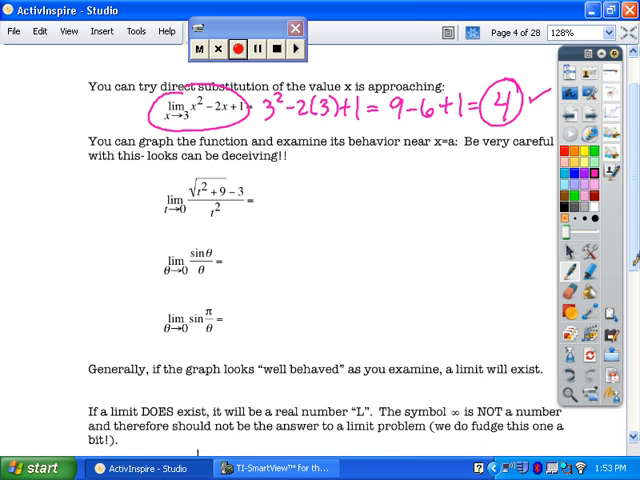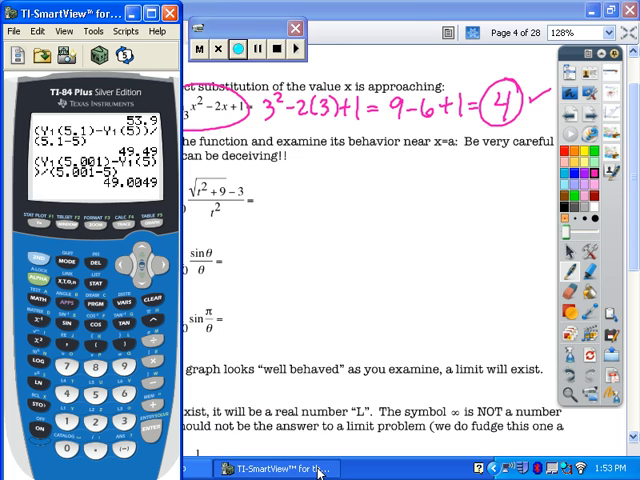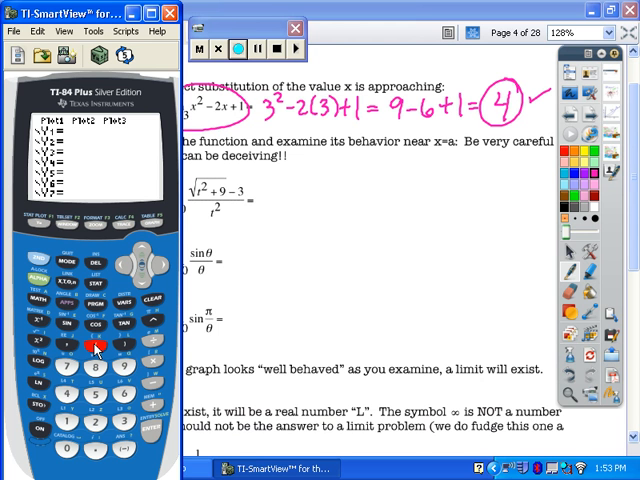The next example, could I use direct substitution in this one? No, because I got a 0 in the bottom. This might be a good opportunity for us to look at the calculator. We take out the graphing calculator. We put the function into our y equals. So in parentheses, we put in square root of x squared plus 9, and then minus the 3, and then we divide that all by x squared.